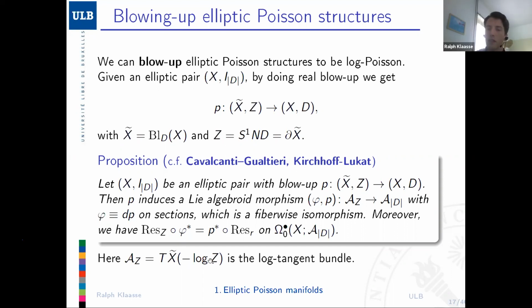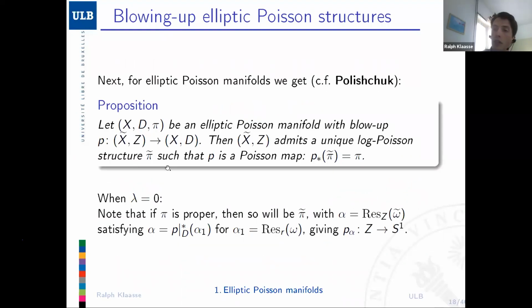Yeah, A_Z is this log tangent bundle that I alluded to before. It's just vector fields which are tangent to Z. Okay, so this is not just at the level of Lie algebroids. It's in fact true at the level of Poisson manifolds. And there you use a result of Polishchuk, which basically describes when a blow up of a thing admits a Poisson structure, if the bottom one does. And you just get this sort of, it always allows a blow up. And it's in fact log Poisson now.